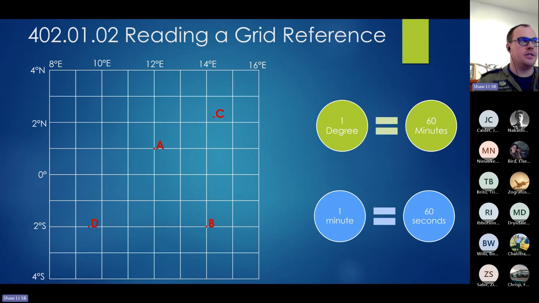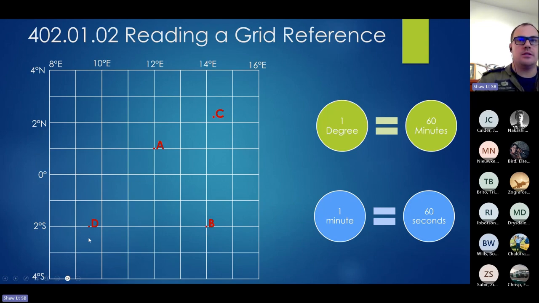Hopefully we get some volunteers here. Otherwise, Nakashima, go ahead. 2 degrees south, 14 degrees east. Bingo. Right on. Those are nice and easy because they're right on the line, nice whole degrees.